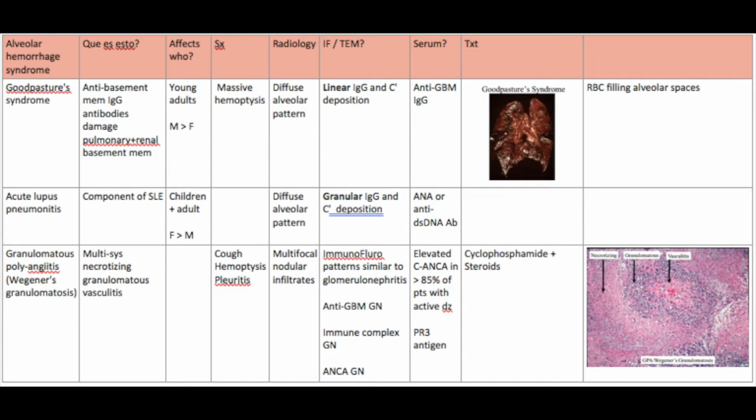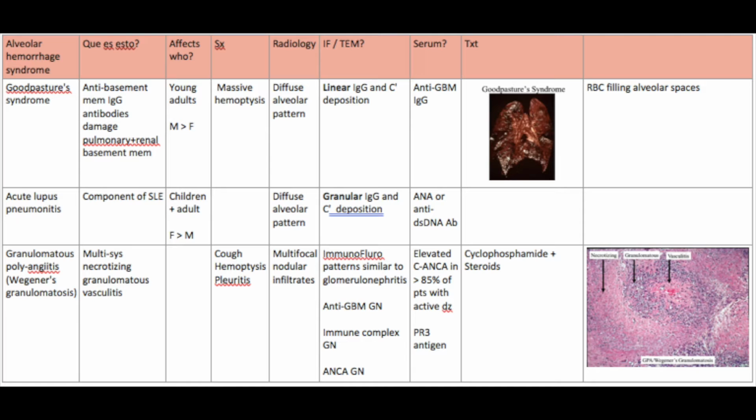So next we're going to go on to talk about acute lupus pneumonitis. When I think of lupus, just remember, you guys, lupus commonly affects females more than males, okay? And lupus is also known as systemic lupus erythematosus, and acute lupus pneumonitis is just a component of the systemic lupus pneumonitis. And it doesn't particularly affect one age group versus the other. Seen in adults, children, any age group basically. Like I said, mostly affecting females more than males.